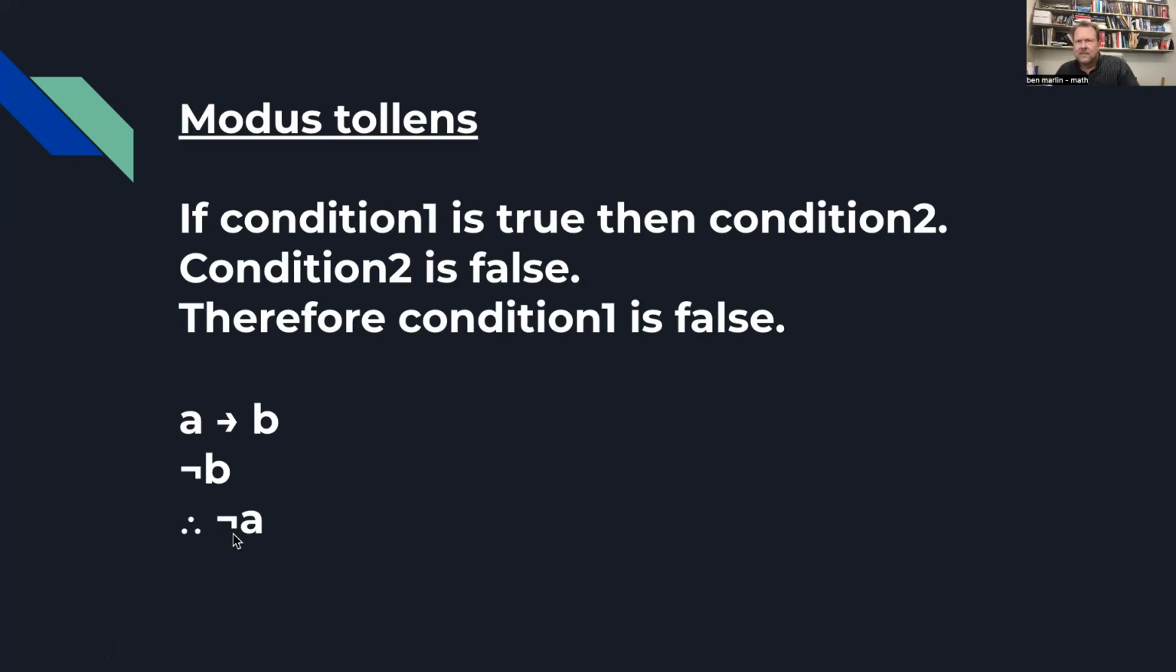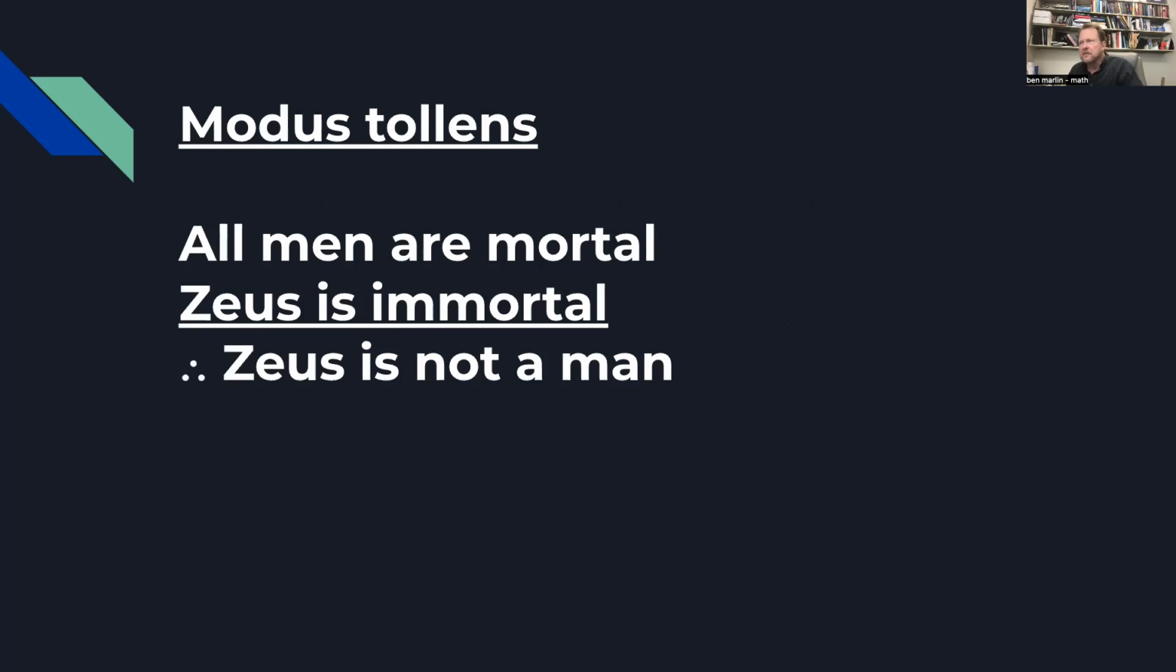If you're saying, oh, that seems pretty obvious, great. If you're not, here's the example. All men are mortal. We had that before. But Zeus is immortal. Therefore, Zeus is not a man. Notice that all men are mortal means if X is a man, then X is mortal. Zeus, the X, is not mortal, therefore not a man.